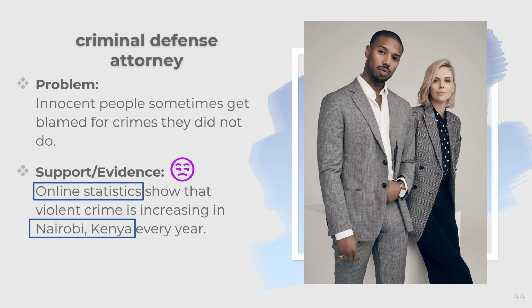Lastly, this does not match the problem. This does not show that the problem exists. That's the biggest issue with this type of evidence. You're trying to argue that innocent people are getting blamed for crimes that they did not commit. But what your evidence says is just that crime is increasing. It's not showing that innocent people are getting accused of those crimes.